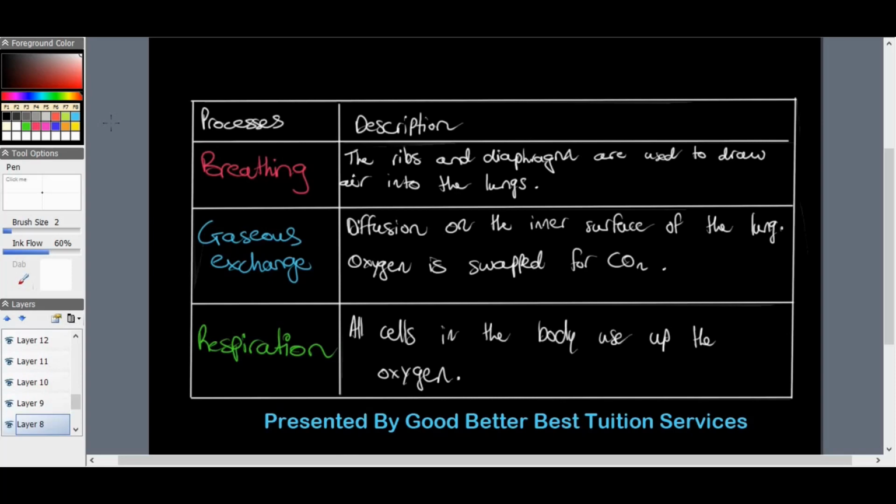Now, how we breathe: there are a couple of things that go into breathing, and two other components of our body, which are the ribs and the diaphragm.